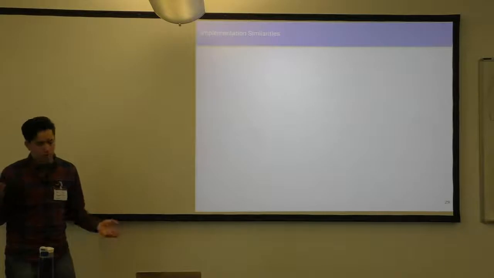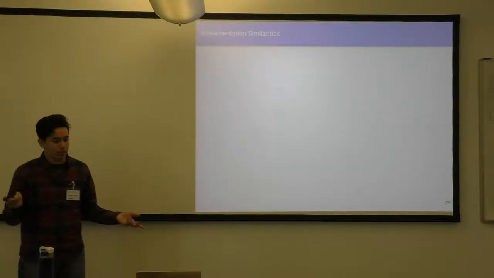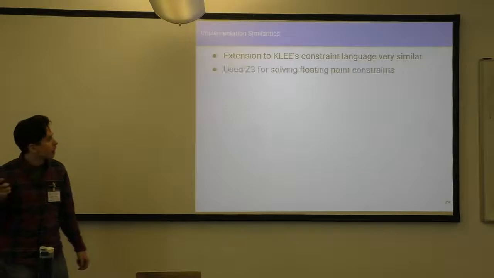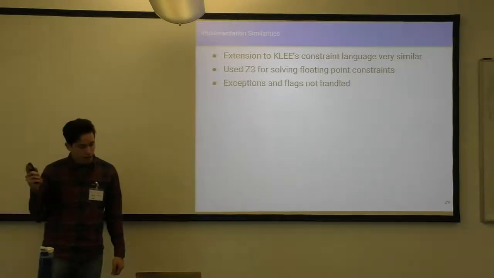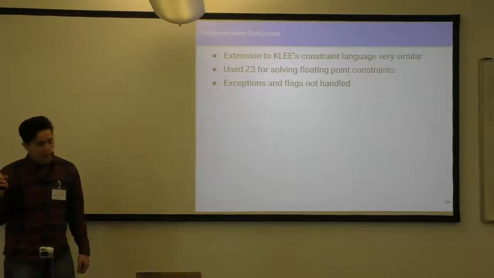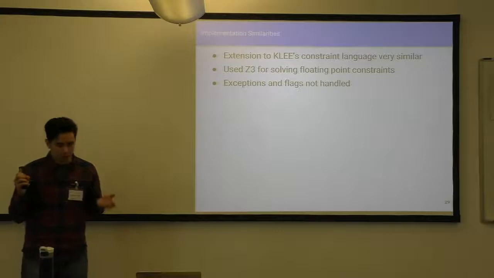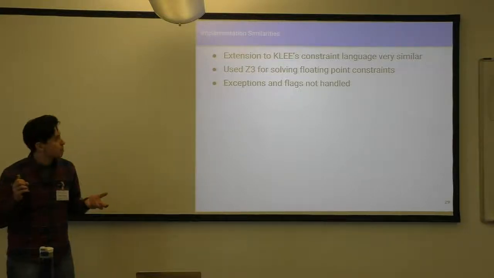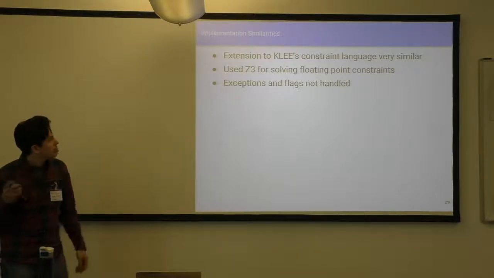So now on to how similar our implementations were. Here are some of the things that were very similar. Both teams extended the constraint language in a very similar way. Both used Z3 for solving floating point constraints. One feature that neither of us handled was something called exceptions and flags. This is part of the standard, but we decided that it would be quite expensive to try and handle this in a sound way, so we just skipped it.